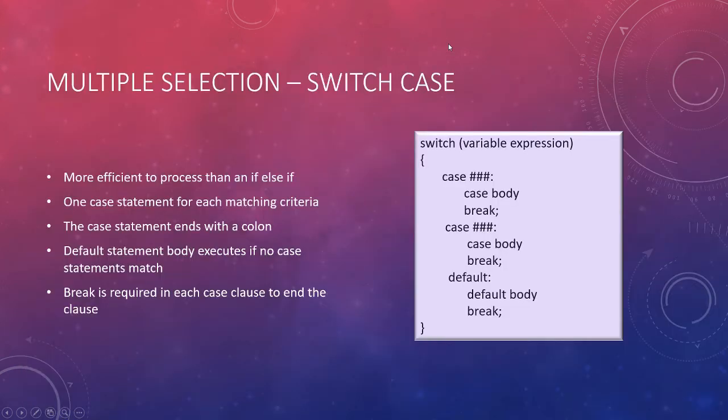We have another code structure that's available in C# for multiple selection called a switch or switch case. This is actually a more efficient to process structure than an if-else-if structure is. We have a switch statement at the top that identifies a variable.